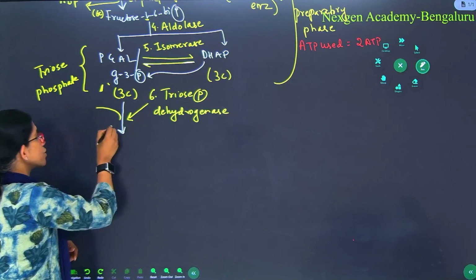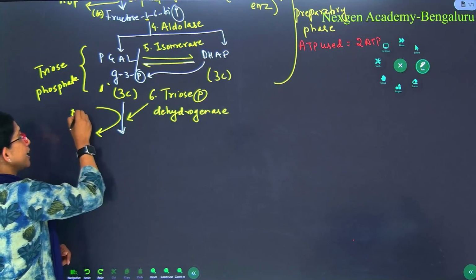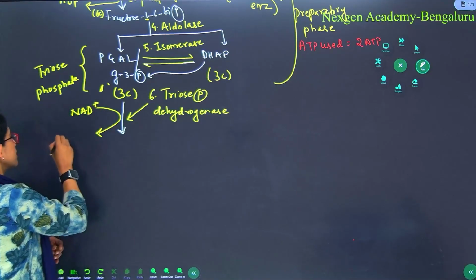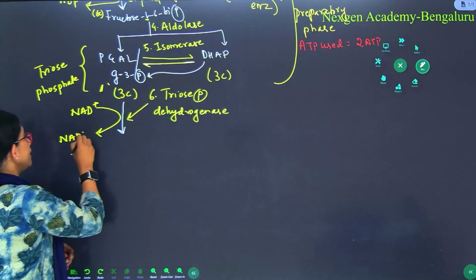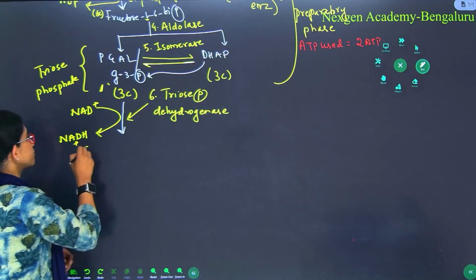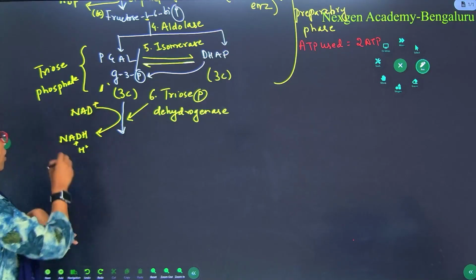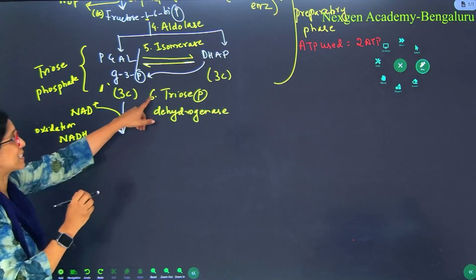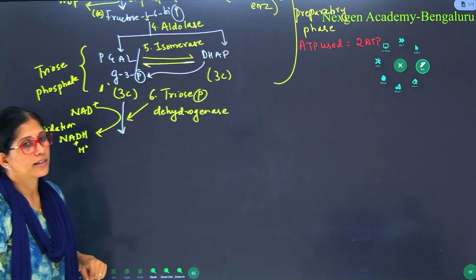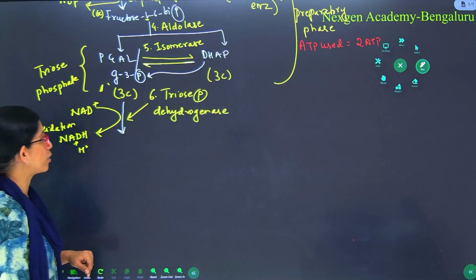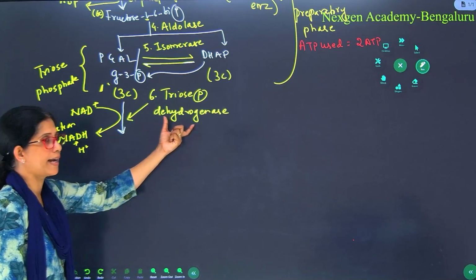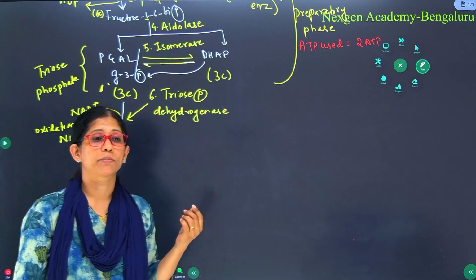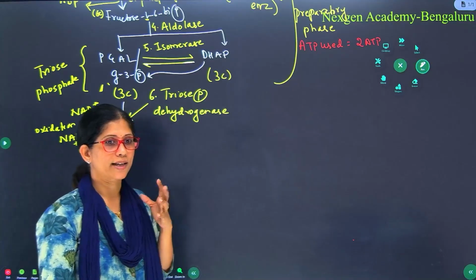Oxidation means, what is the oxidizing agent present in the cell? NAD plus, right? Which is converted to NADH plus H. So this is the oxidation step of glycolysis. This is the sixth step catalyzed by triose phosphate dehydrogenase enzyme. Wherever you come across the term dehydrogenase in any such enzyme, it participates in a redox reaction, right?